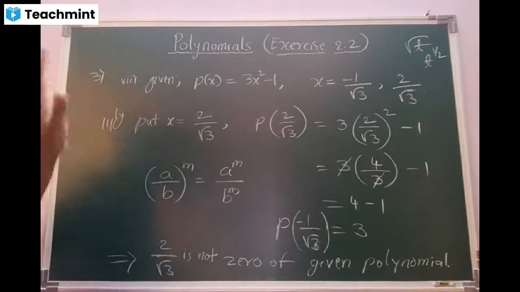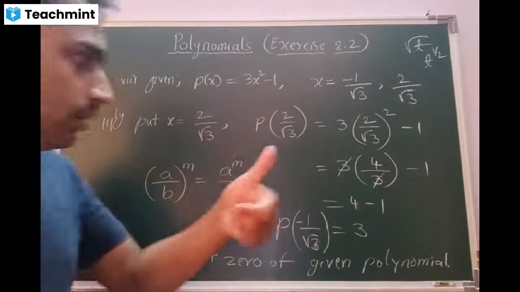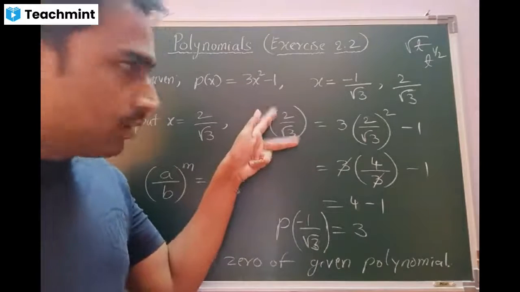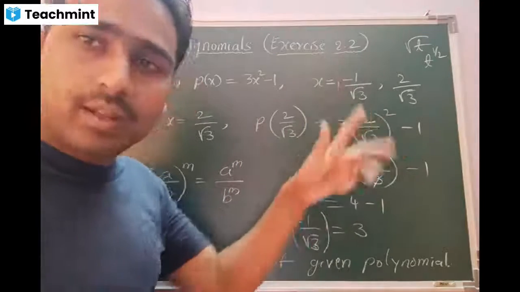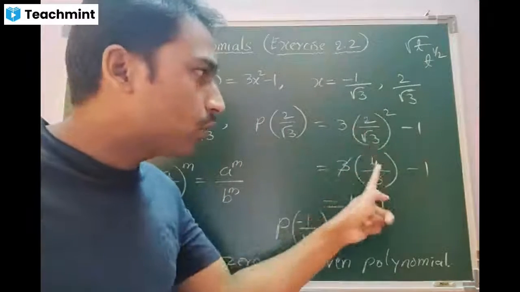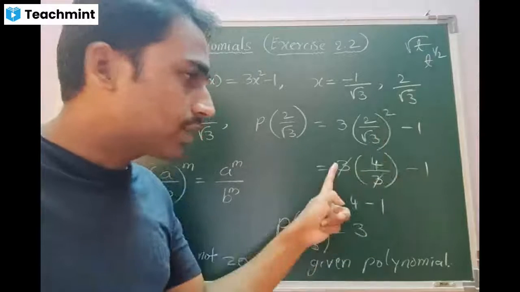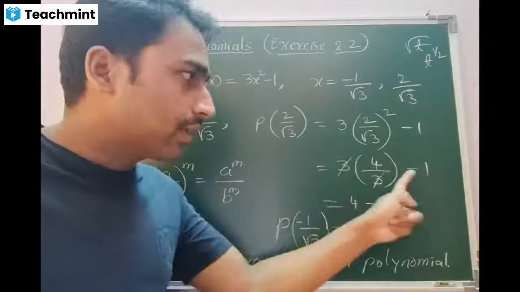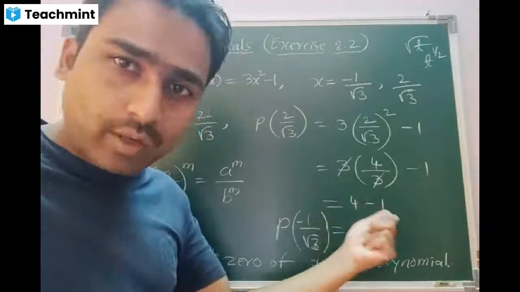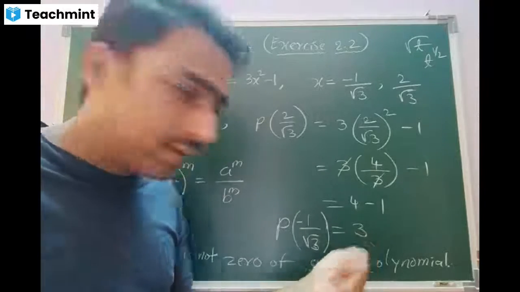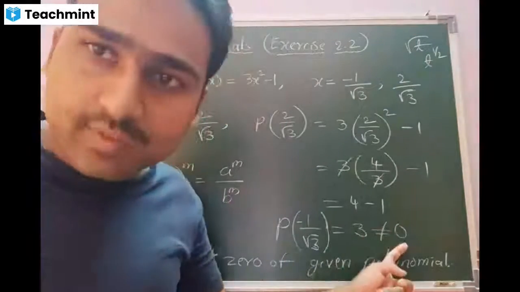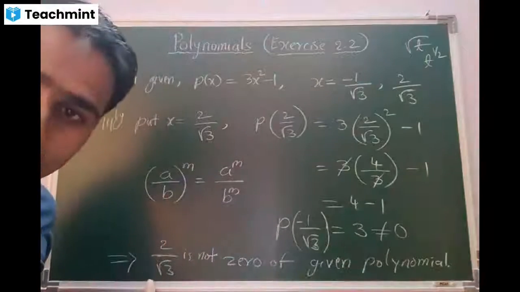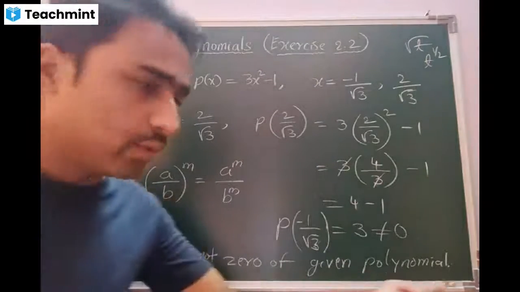Copy it. What have I done? In the place of x, I have written 2 by root 3, the square. If I solve it, 2 squared is 4, root 3 squared is 3, the 3s cancel, 4 remains, then minus 1 as it is. Out of 4, remove 1, you will get 3. The final answer is not equal to 0, beta. Since the answer is 3, not 0, the given value 2 by root 3 is not a zero for the given polynomial.